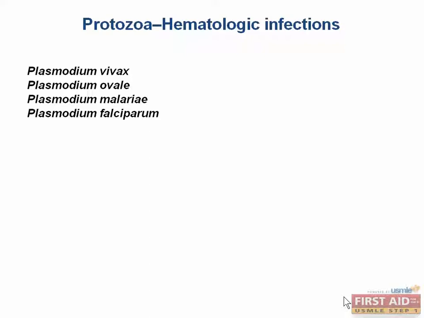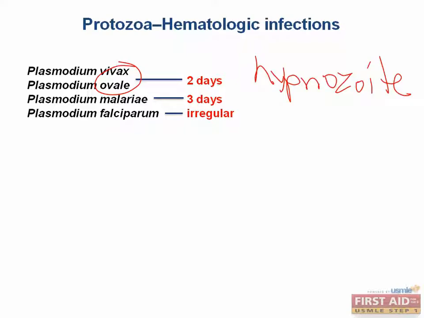P. vivax and ovale typically cause fever every 2 days, aka tertian fever. P. malariae causes fever every 3 days, aka quartan fever. Finally, P. falciparum has a severe irregular fever that can often occur almost every day as a continuous fever. P. vivax and ovale are unique in that there is a dormant form of the parasite known as a hypnozoite, and this can hide out in the liver and reactivate in the patient at a later time. Therefore, you must add primaquine to your antibiotic regimen when specifically treating for P. vivax or P. ovale to target these dormant forms.